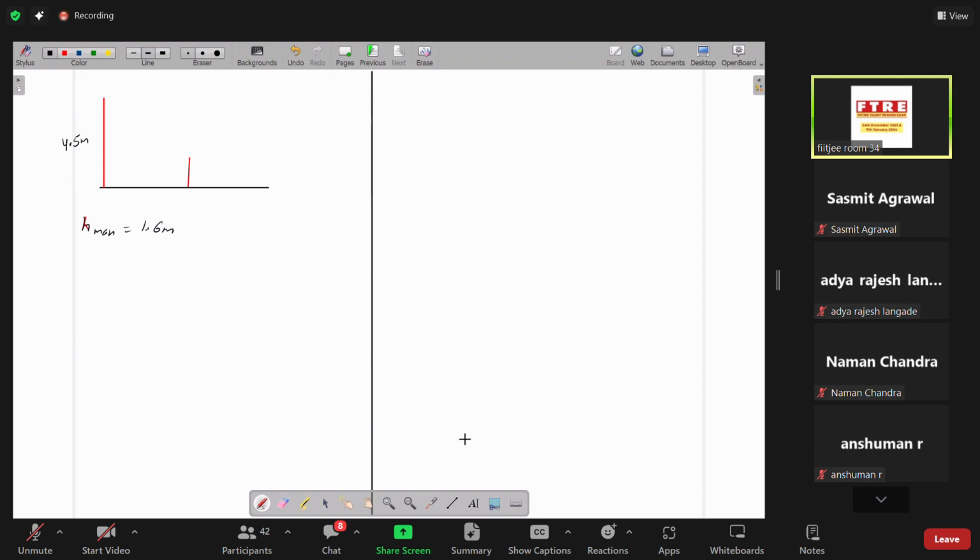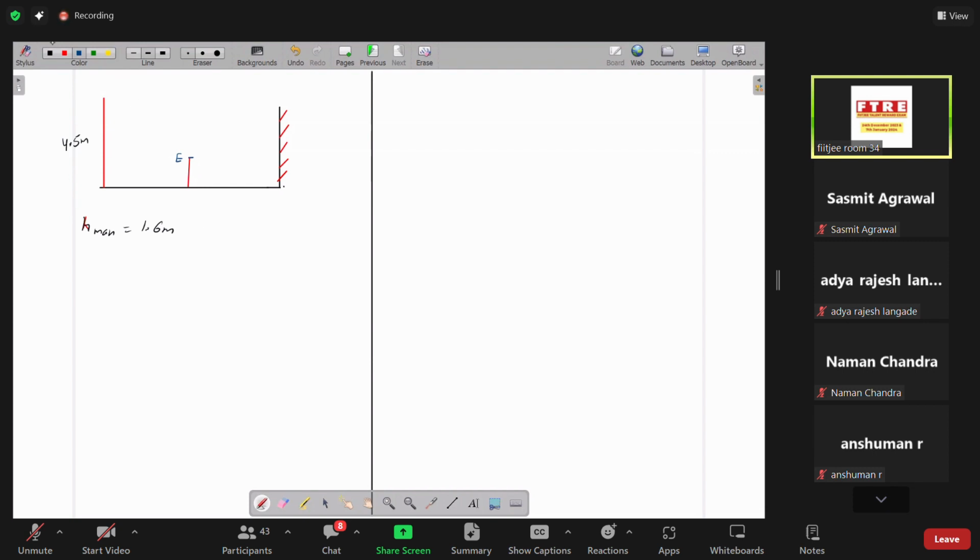Just in front of him, at an equal distance from the man as the back wall, there is a mirror on the front wall, and he wants to see the full image of the wall in the mirror. So what should be the minimum size of the mirror? Let's draw the diagram. Because it is not mentioned, we'll take this point as the eye level, that means 1.6 meter from the ground will be the level of the eye.